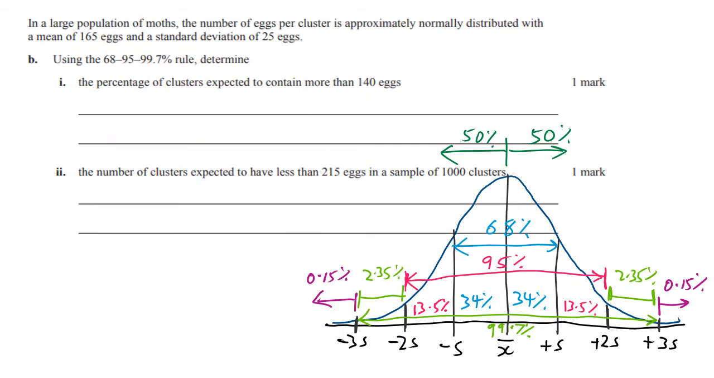Guess what? Approximately normally distributed. They keep telling you this. And we've got a mean of 165 and a standard deviation of 25. Let's put those numbers on there.